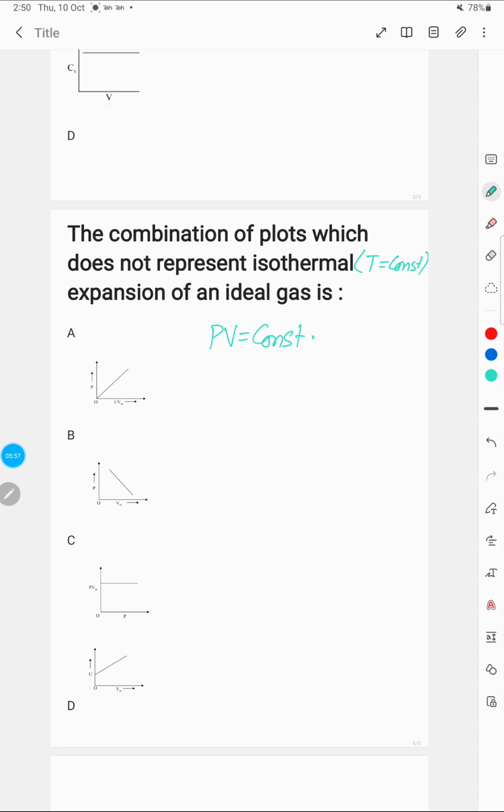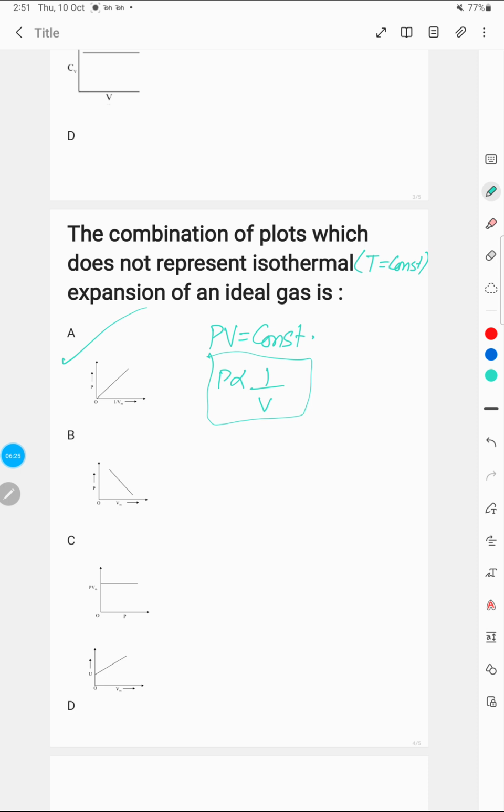Now, first graph is P versus 1 by V. So we can say that pressure is inversely proportional to volume. That means if we increase the pressure, then the value of 1 by volume will also increase linearly. So this graph is correct.